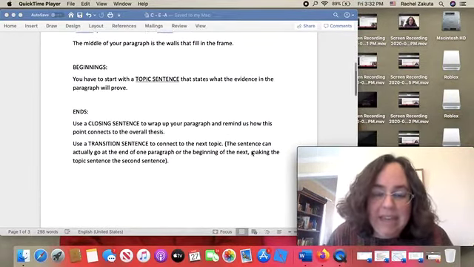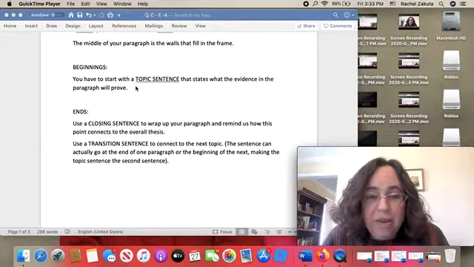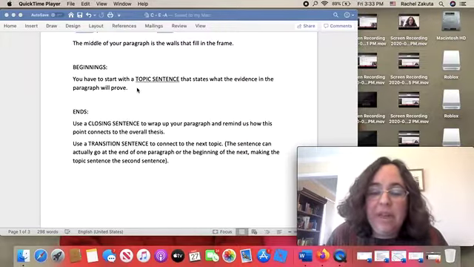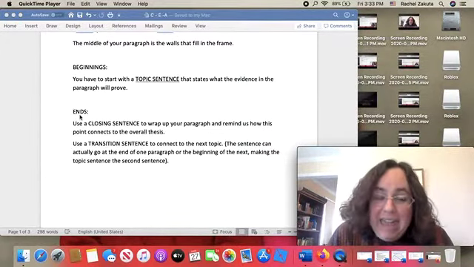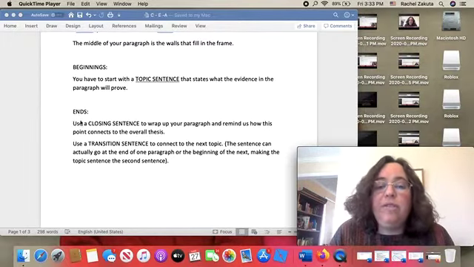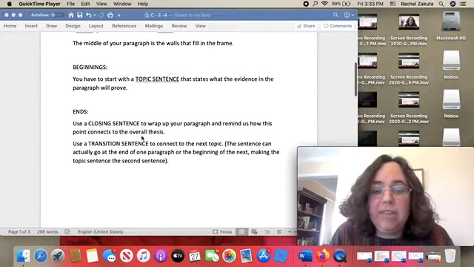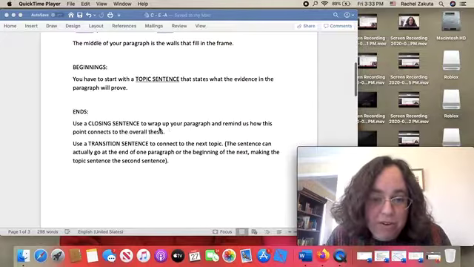In the beginning, you have to start with a topic sentence that states what the evidence in the paragraph will prove. We have to know why we're getting these facts, what they're meant to show. And even though you'll do that in analysis too, you still have to tell us the overall point in a topic sentence. And at the end, you have to use a closing sentence to wrap up your paragraph and remind us how this point connects to the overall thesis. That's the minimum you have to do.